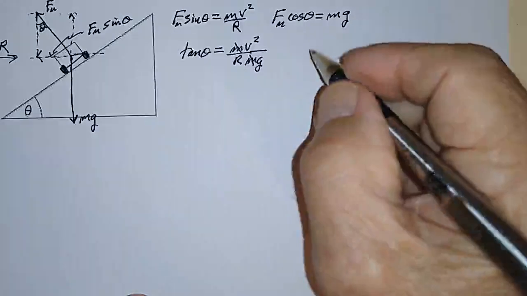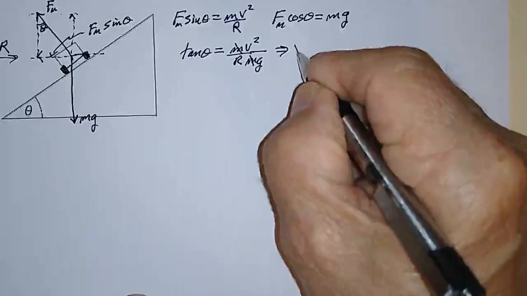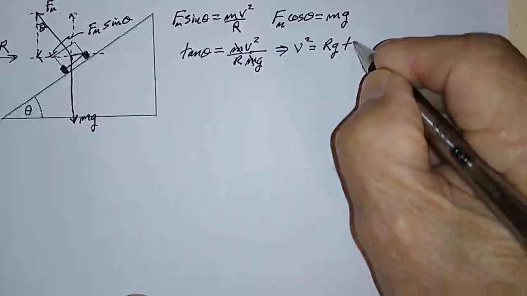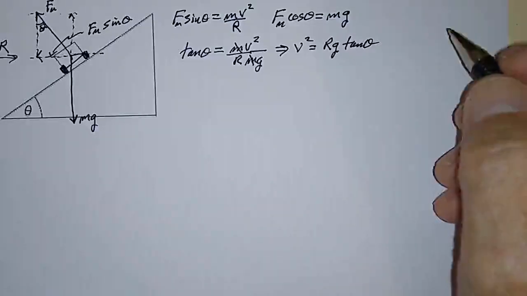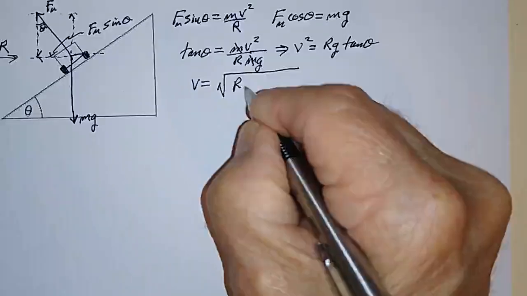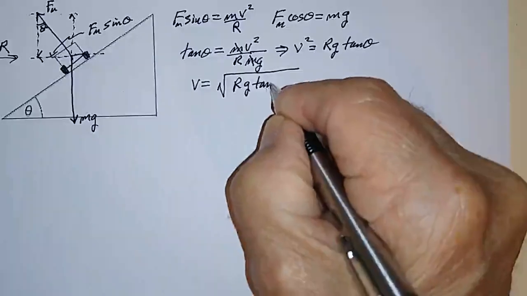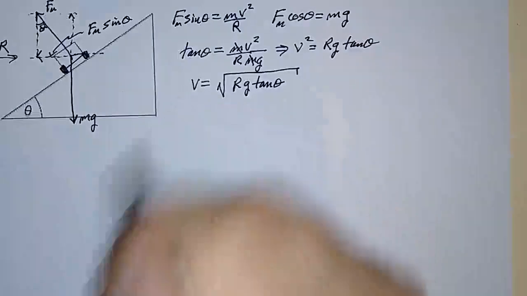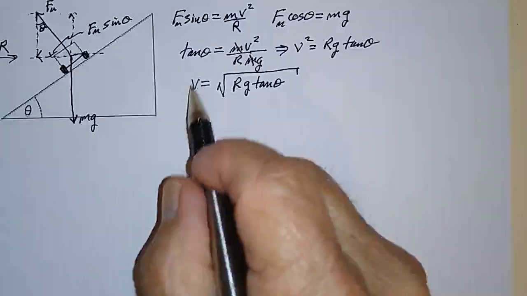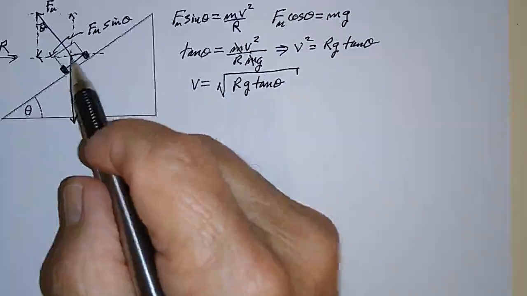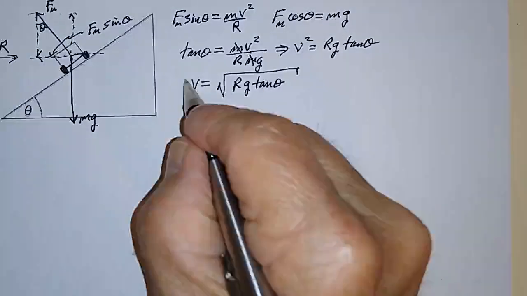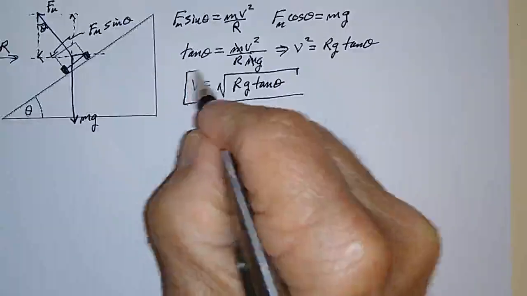The m's cancel out, and that tells me then that v squared is equal to rg tangent theta, or that v is equal to the square root of rg times tangent theta. So that's the first result. That's the minimum speed that I have to have, or the equilibrium speed I have to have, so that the car goes around the ramp without sliding this way or that way. And this will be the zero friction case.